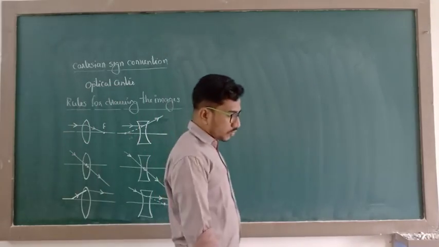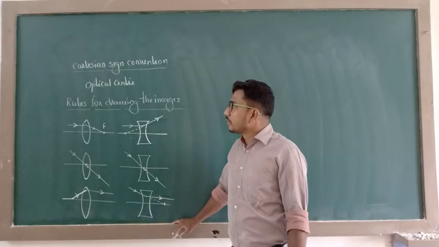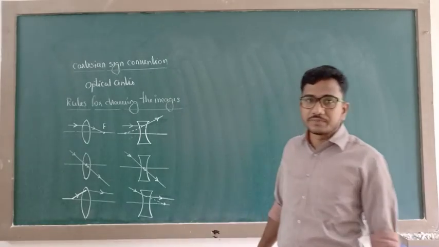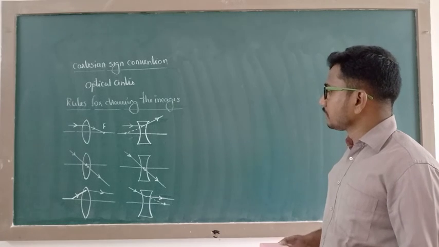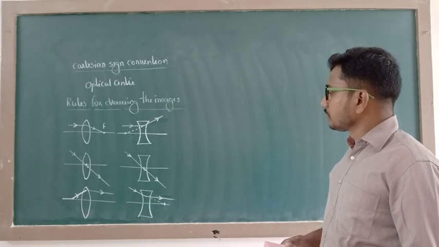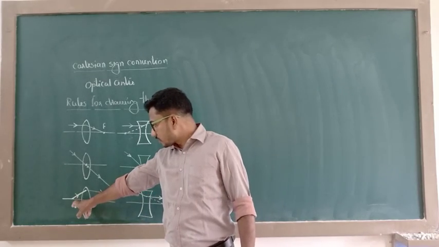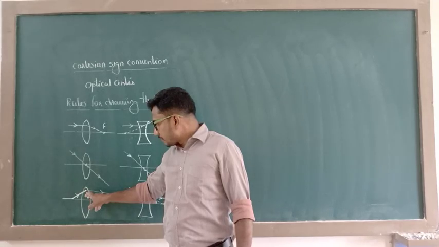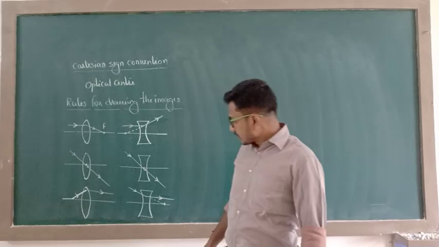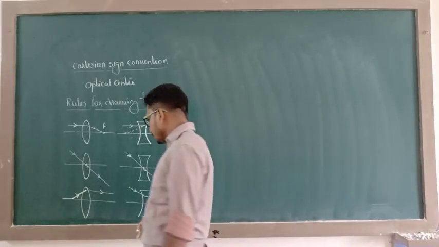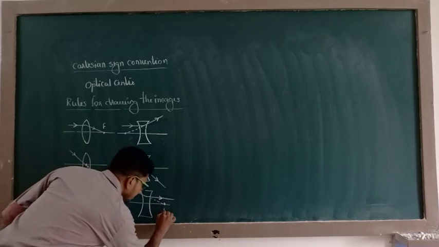So these are the rules we are going to use in lenses to plot the position of the image. So here when a light ray is made to pass from the first principal focus, then after refraction it produces a light ray which is parallel to the principal axis. Here it is directed towards the principal focus.